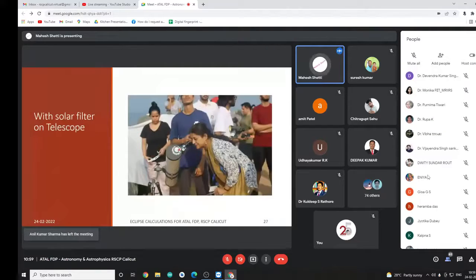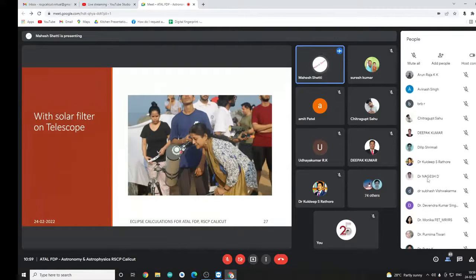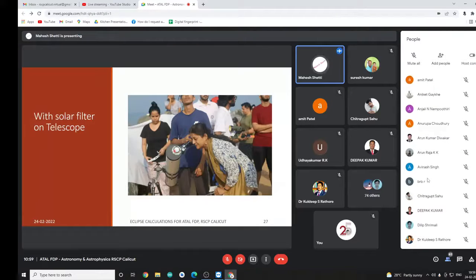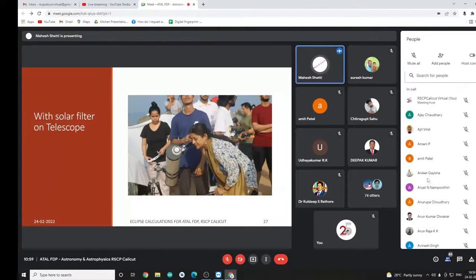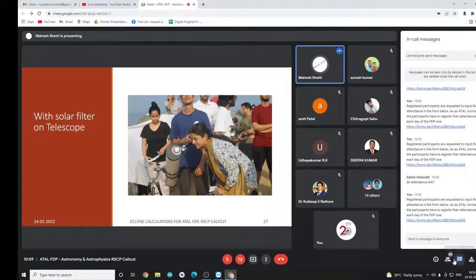This is a very amateur telescope, a 5-inch Newtonian telescope, and there is generally a hole given to put a solar filter. So you put the cap on the telescope, and the cap has an opening given, so you can attach a solar filter.